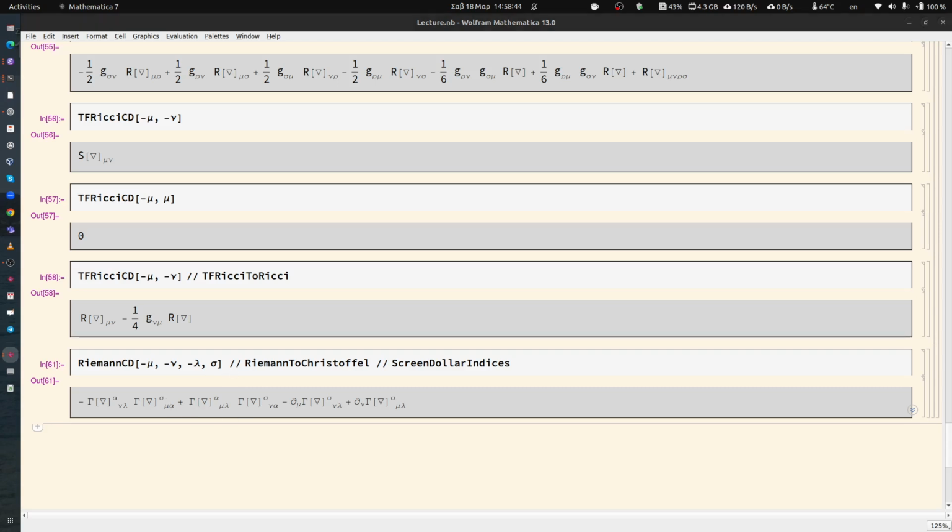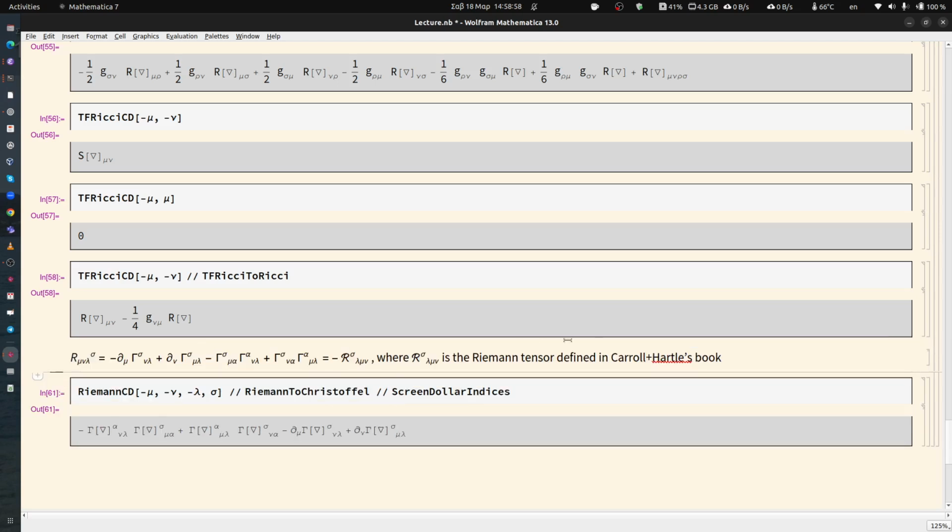And here you can see what the convention used for the Riemann tensor is, and compare it to the one that you use. For example, in our class, we use the convention of the Riemann tensor defined in Carroll's and Hartle's book. And xTensor uses the convention used in Weyl's book. So there is a difference in the sign and in the placement of the indices.